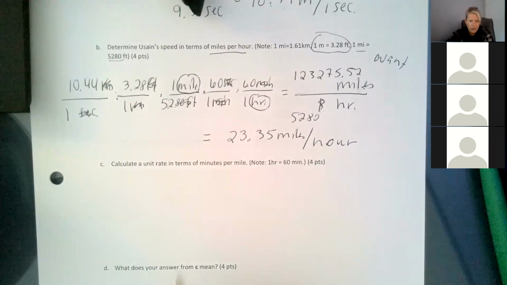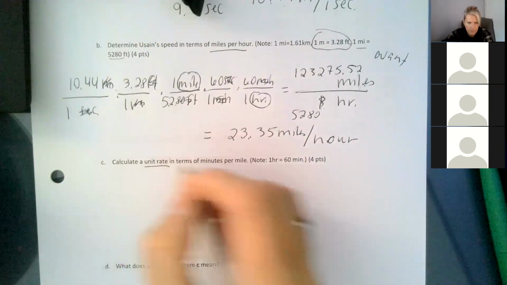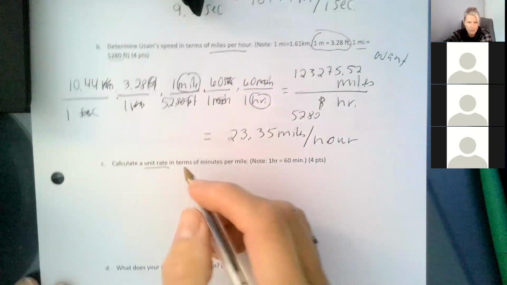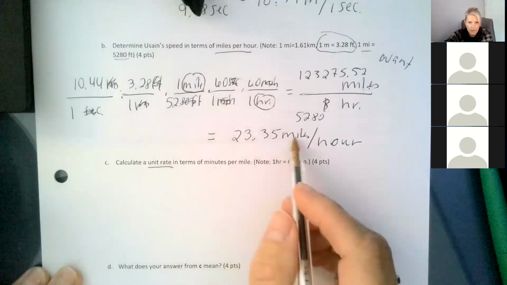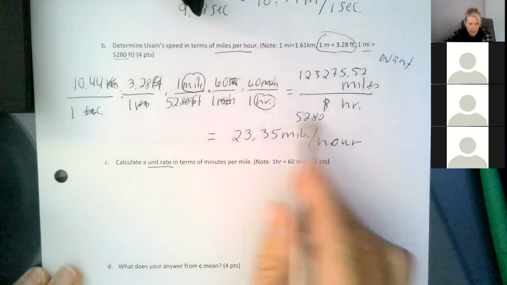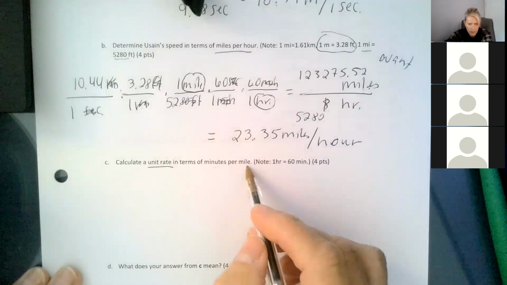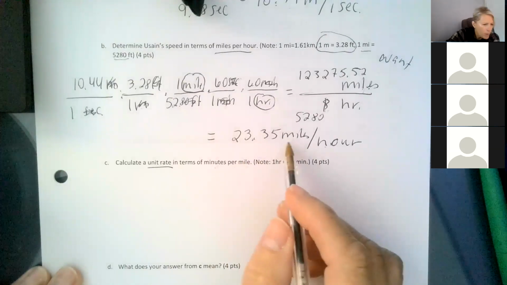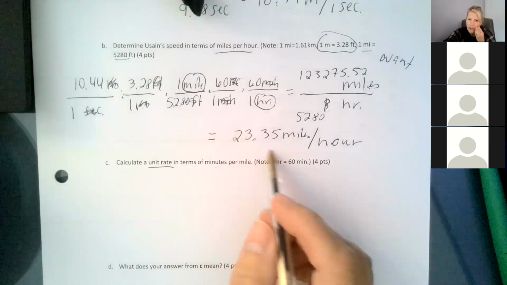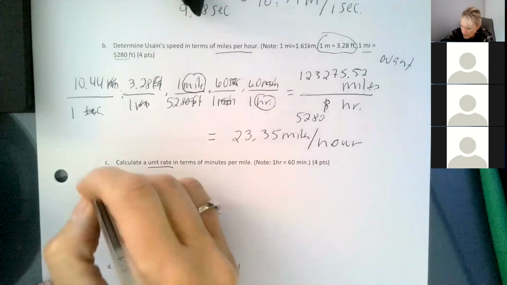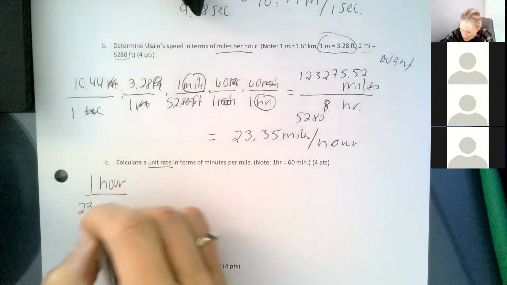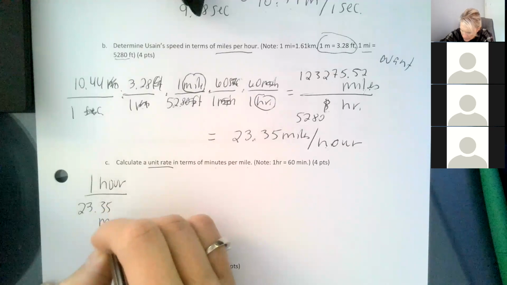Then it says calculate a unit rate. Okay, so we want per one, minutes per mile. Excuse me, minutes per mile. So I'm already in miles up here, but in hours. So I'm going to use what we were given here, because it already has one of the units I want, miles, in it. But remember, they're asking us for time over distance. So I have to flip these around. So 1 hour, he travels 23.35 miles.